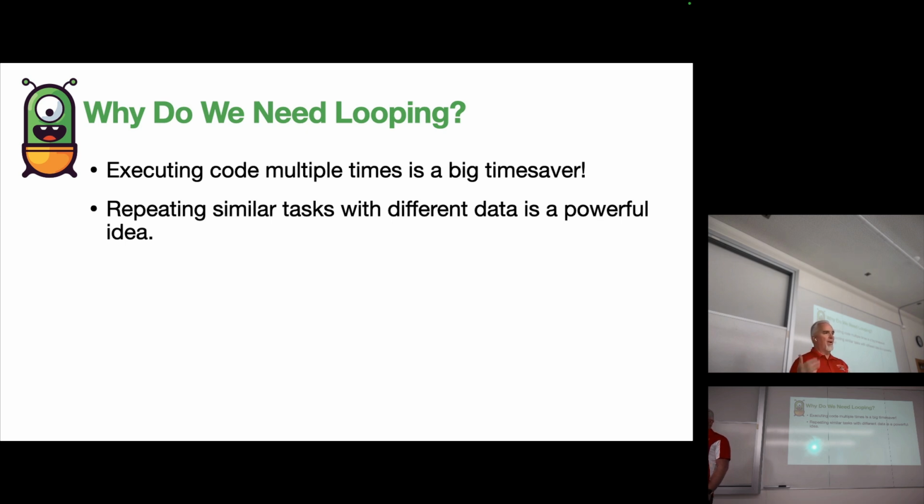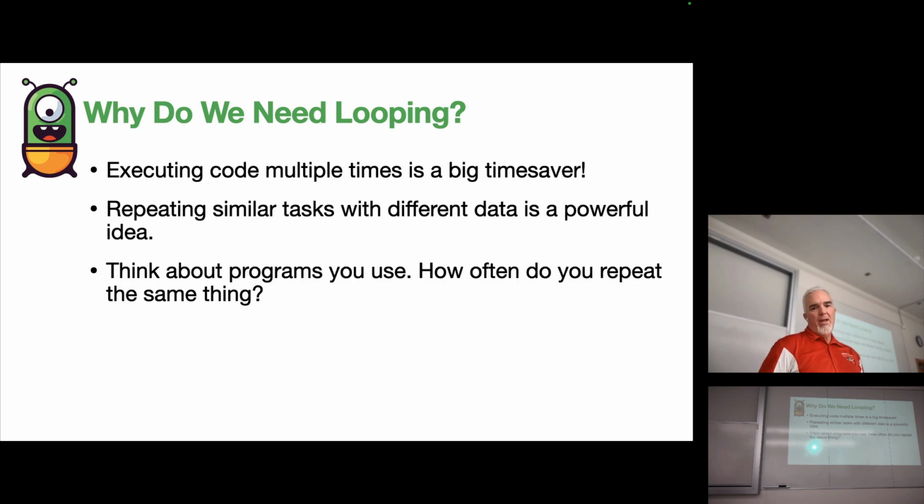If you couldn't repeat that same task using each different account as its data source, you would have to, again, write unique code for each account in the program, which quickly becomes completely impractical. So we need looping for things like that. If you think about programs that you use, how often do you repeat the same thing? Every time we type a letter on our keyboard inside Microsoft Word, and it takes that letter and puts it in the document, that's a repeat task.